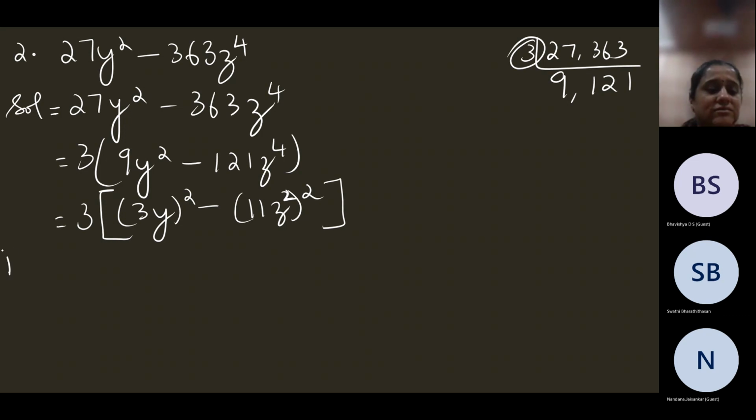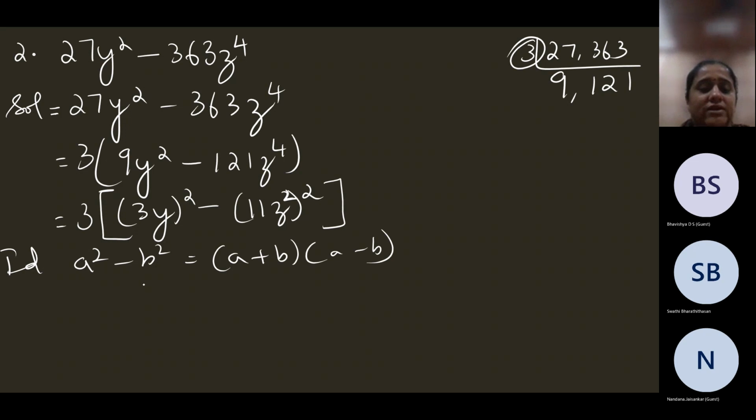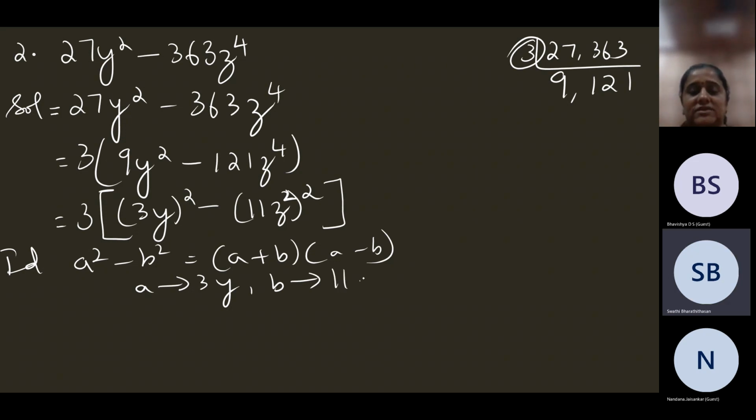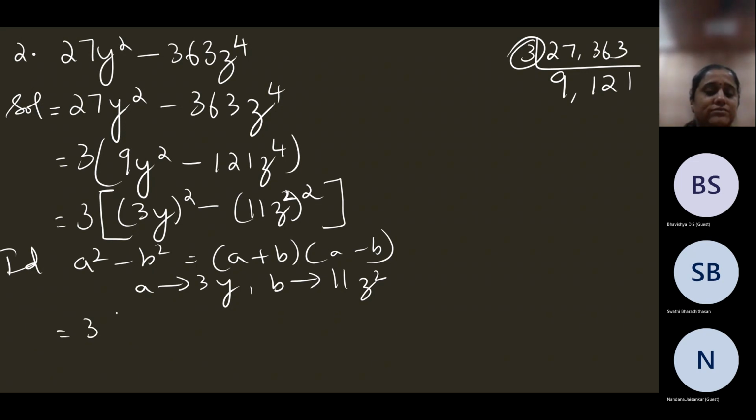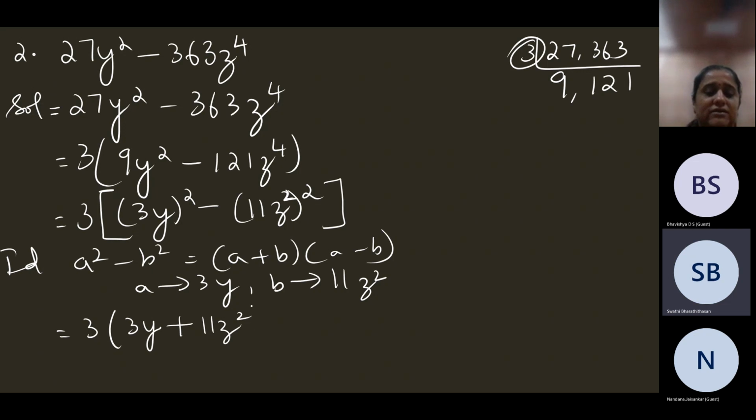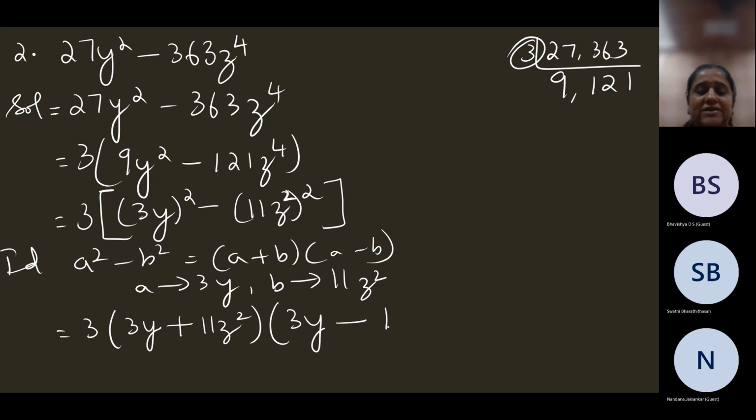So the identity is a square minus b square is equal to a plus b into a minus b, wherein a is 3y and what is b? 11 z square, ma'am. Yeah, 11z square. So continue, 3 into a plus b, so this is a plus b, 3y plus 11 z square, into a minus b. This is a minus b. That's all.